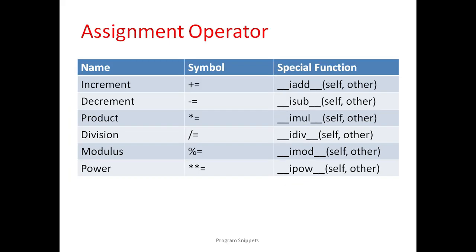The magic methods for assignment operators are: for increment, the method is __iadd__. For decrement, the method is __isub__. For product, the method is __imul__. For division, the method is __idiv__. For modulus, the method is __imod__, and for power, the method is __ipow__. All these special functions have parameters self and other.